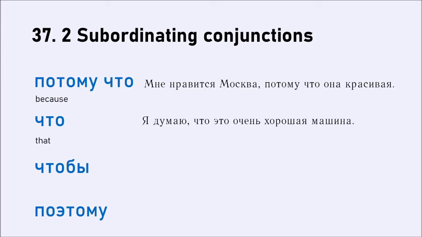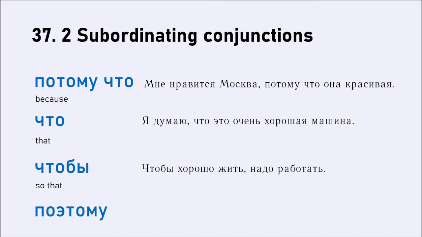Чтобы is the next one. It's all one word and it means so that, or in order to. On its own, it's just so that. Чтобы хорошо жить, надо работать.